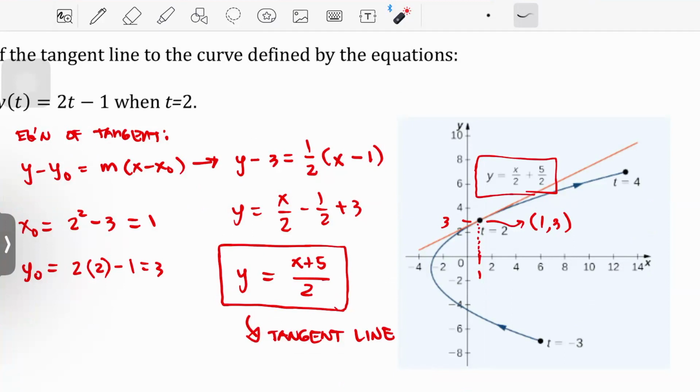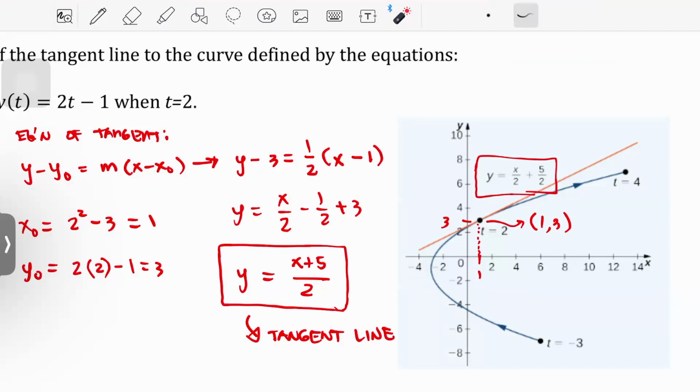The equation of the tangent line is y is equal to x plus 5 over 2. Or if we expand it a little so you can see it, it is x over 2 plus 5 over 2. So this 5 over 2 will be our y-intercept. Okay? And this 1/2 is our slope, because y is equal to mx plus b is the form of the tangent line.